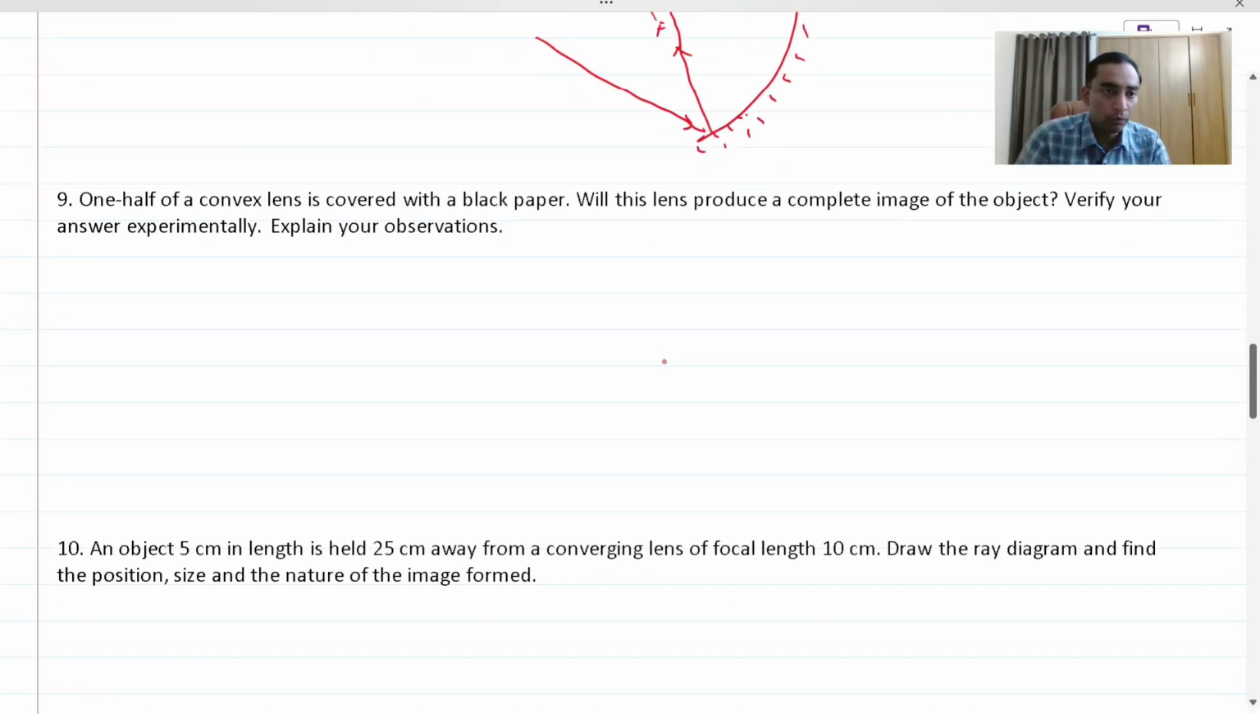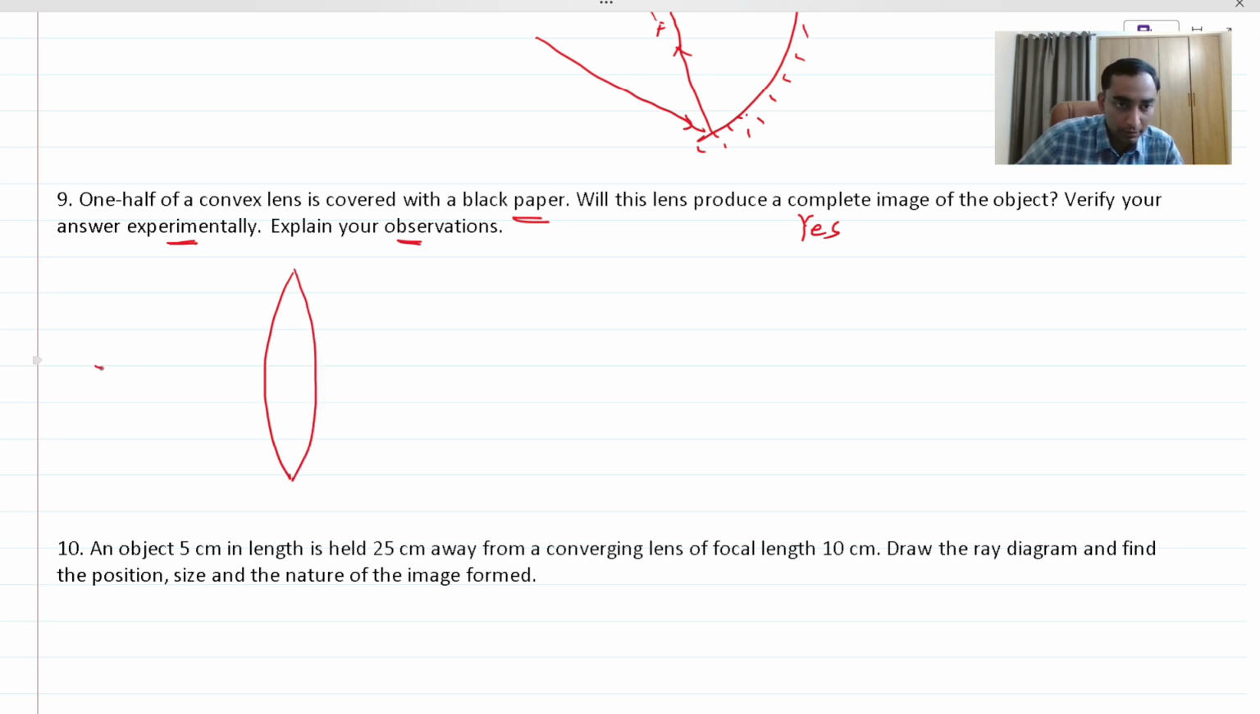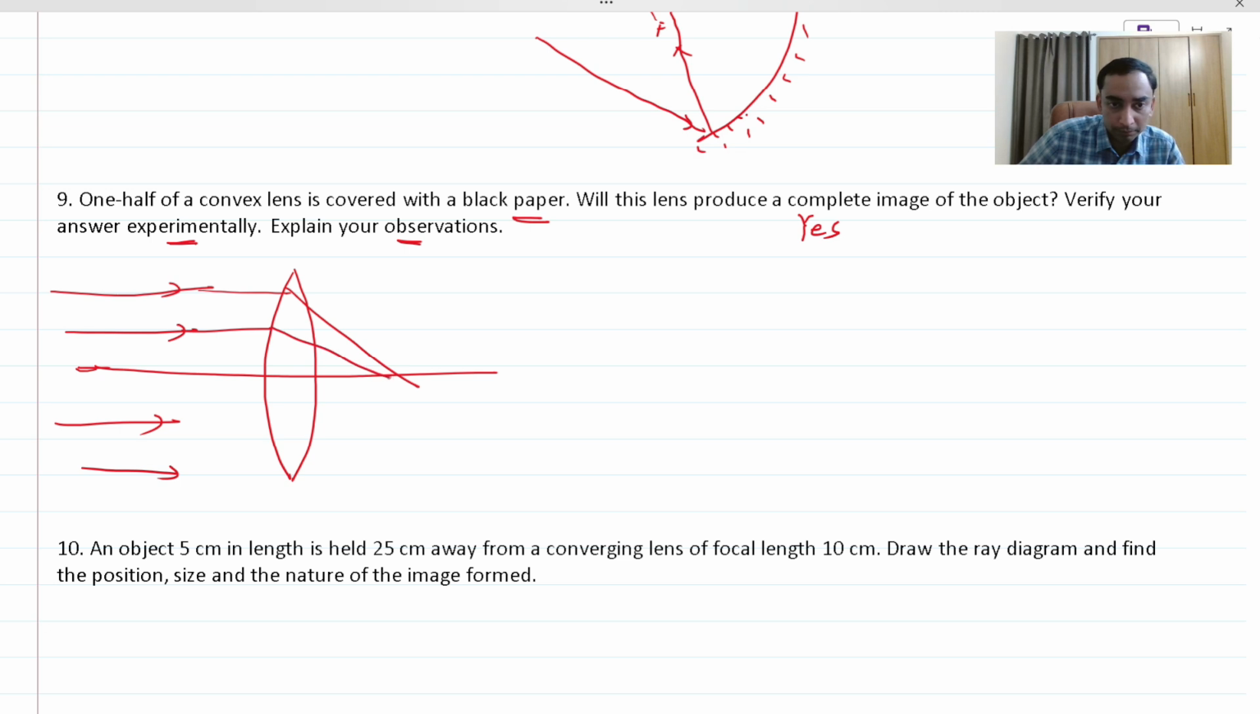Okay. One half of the convex lens is covered with black paper. Will the lens produce a complete image? Answer is yes. Verify your answer experimentally. Okay, but I'll still say that if you have a convex lens, suppose there is an object, or maybe the object is at infinity, right? In that case, all the rays will be parallel, and all those parallel rays will meet at the focus.